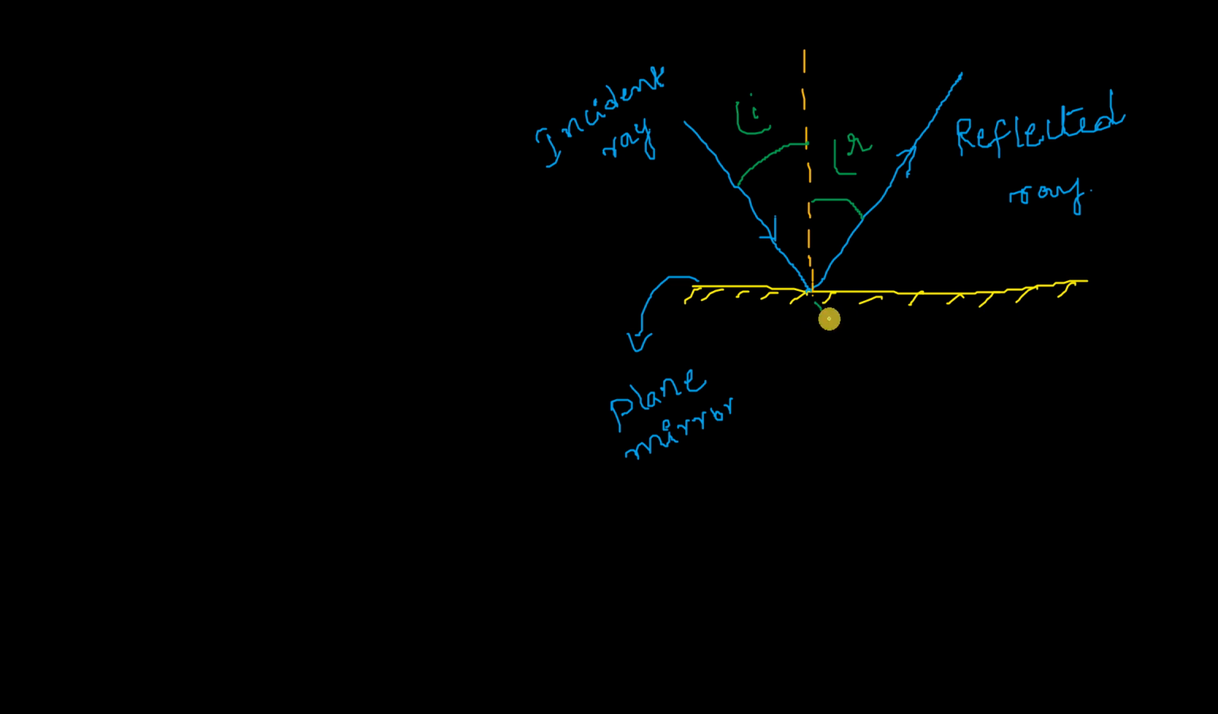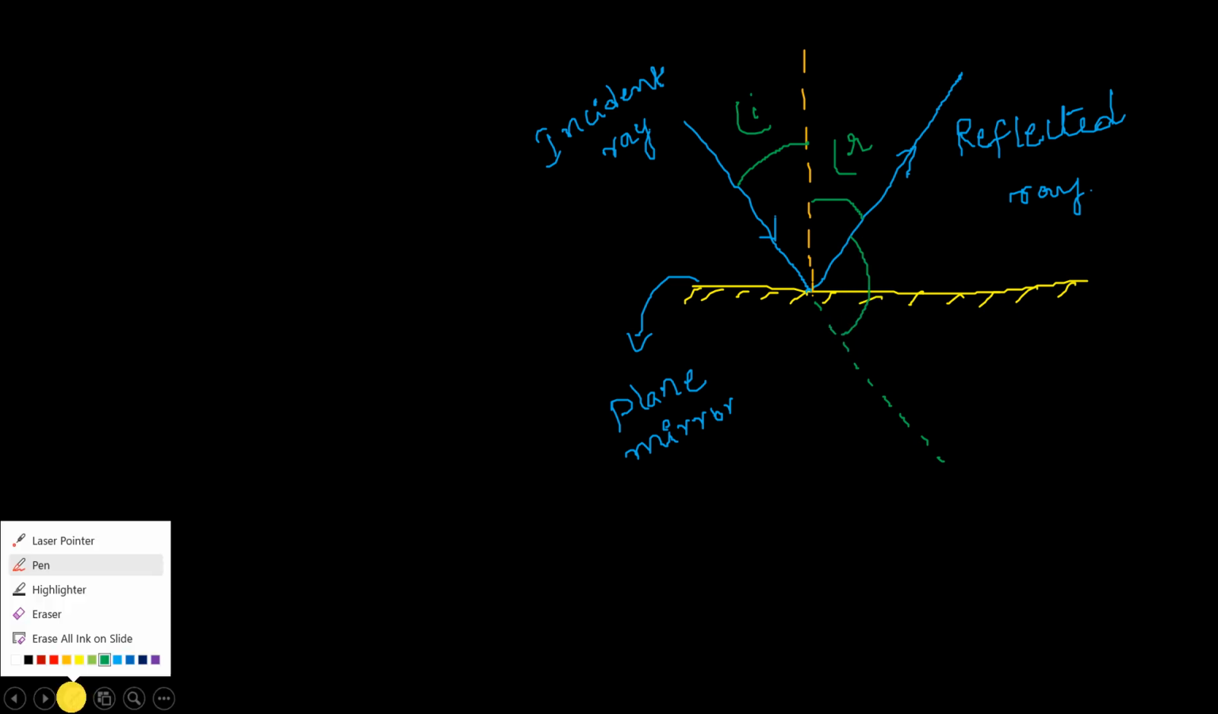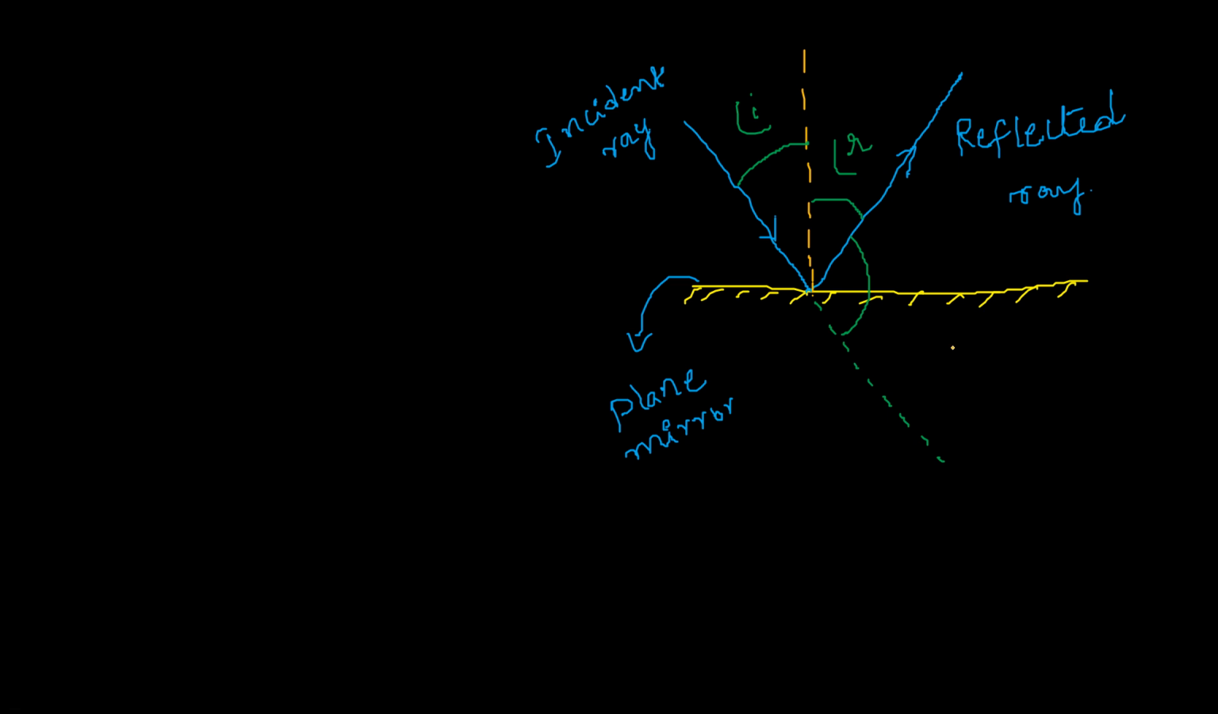If you extend the initial direction of the incident ray, the angle between the reflected ray and the initial direction of the incident ray, the undeviated line, is called the angle of deviation.